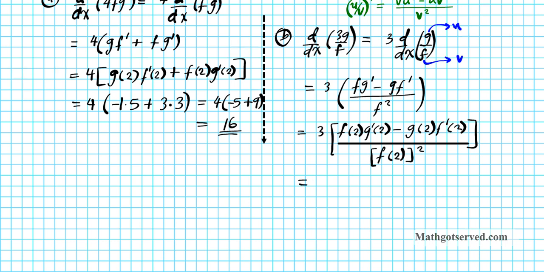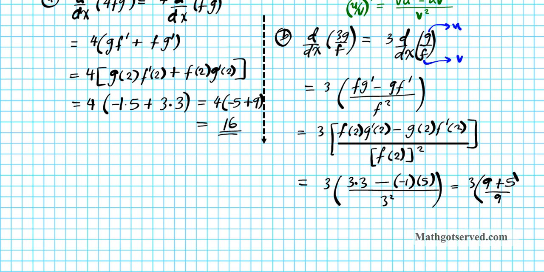So if we do that, what are we going to have? We're going to have 3 on the outside times 3 times 3 minus negative 1 times 5, all this divided by 3 squared. So this is going to be equal to 3 times 9 plus 5 over 9.